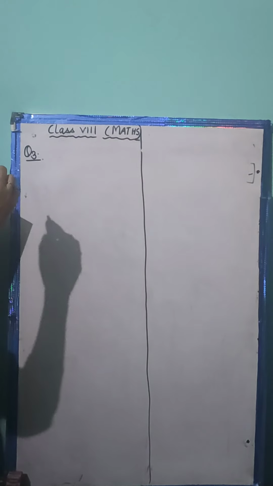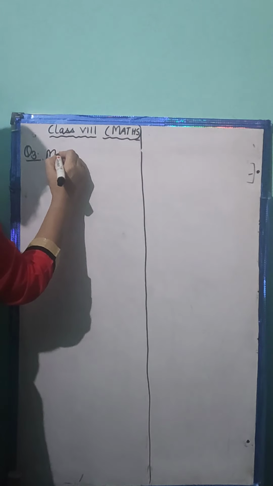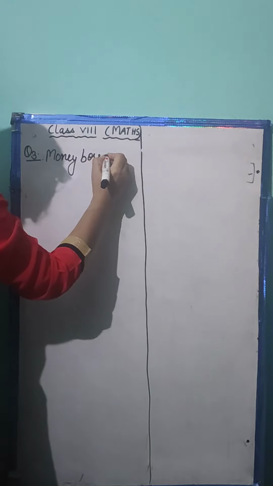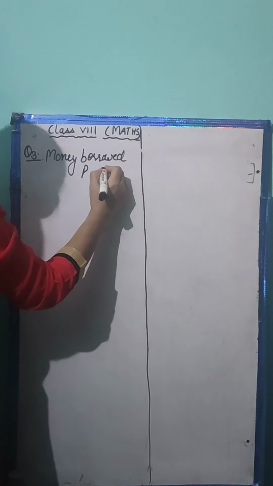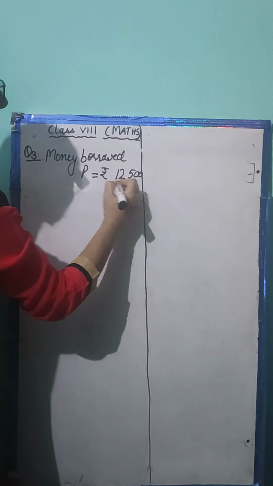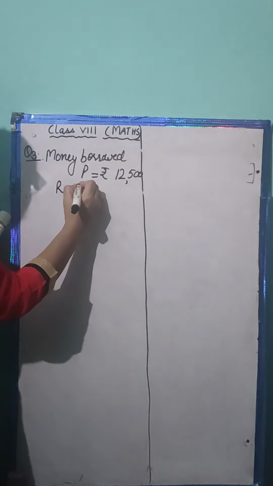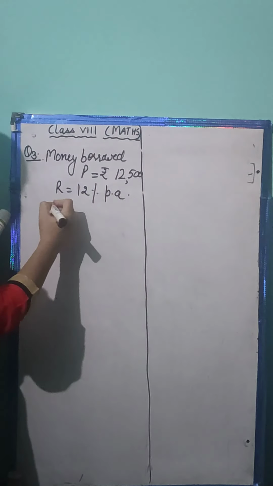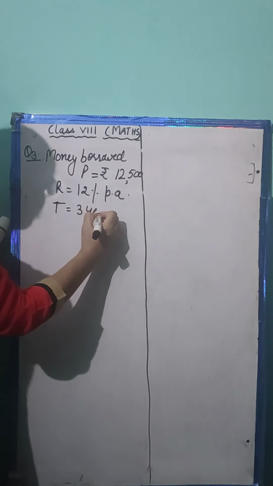Fabina borrows rupees 12,500. Money borrowed is always equal to principal. Money borrowed, that is principal, is equal to rupees 12,500, and it is taken at a rate of 12% per annum for a time equal to 3 years.